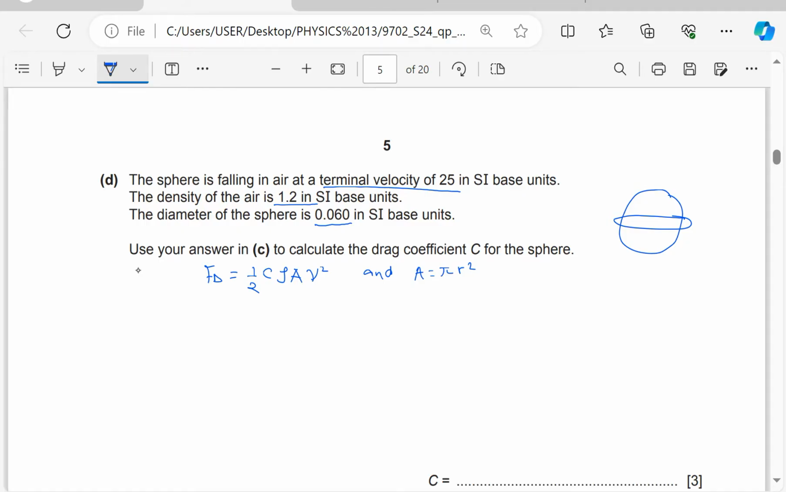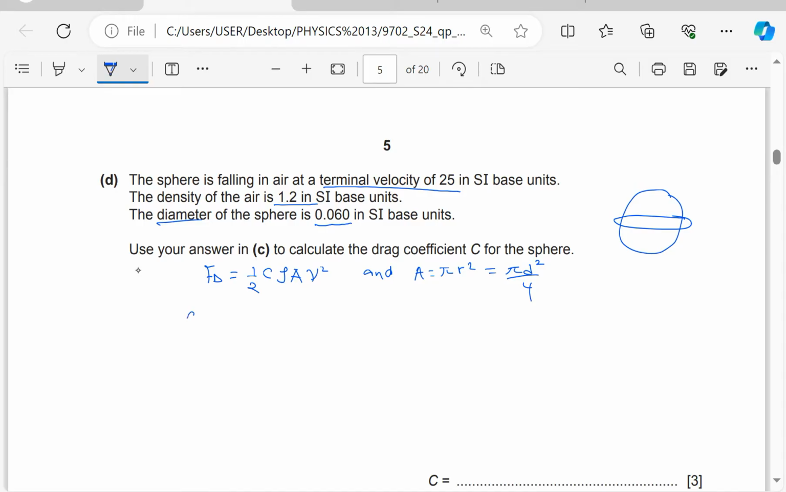So because they have given us the diameter, I'll just modify this. Where there is radius, I'll put diameter. So this will be pi d squared divided by 4. If you want, you can divide the diameter by 2 and use r as 0.03 directly, which is still fine. So I'm now going to just substitute in the formula.